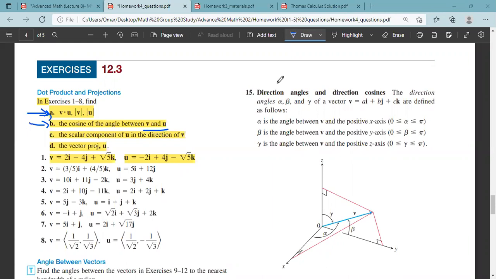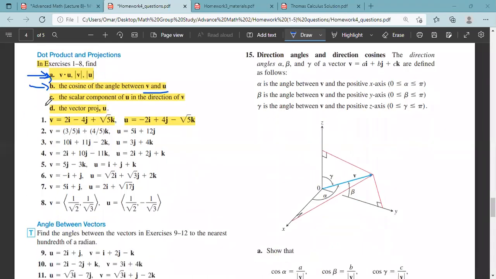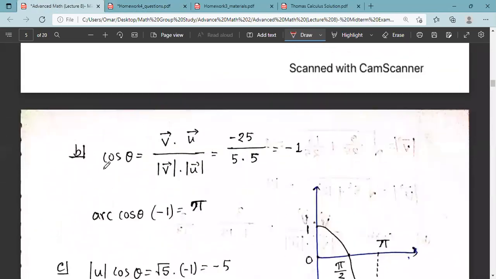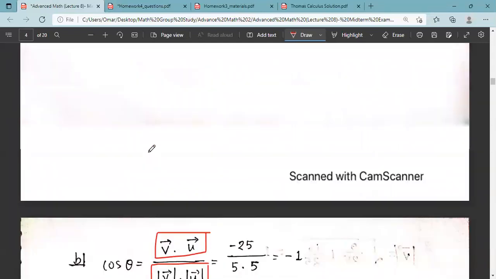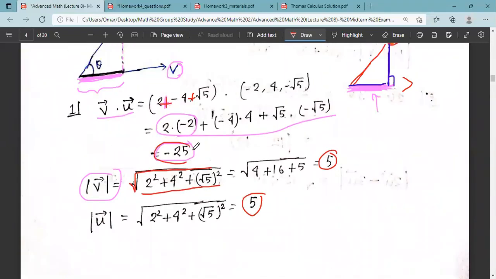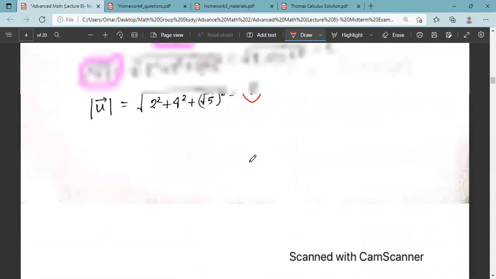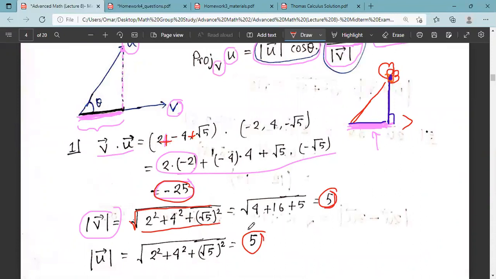So let's learn from exercise 12.3 of Thomas Calculus. The next question is, we need to find the cosine of the angle between u and v. The formula is cos theta equals u dot v divided by norm of v times norm of u. We already found u dot v, that is minus 25, and norm of v is 5, and norm of u is also 5.